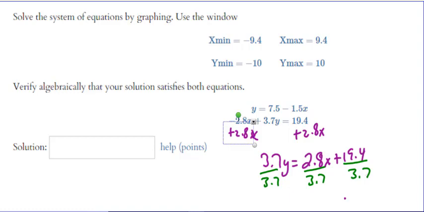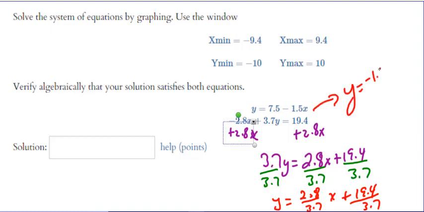Okay. Now the really cool thing about this is I go y equals 2.8 over 3.7x plus 19.4 over 3.7. I can keep those fractions. Okay. And then our first one is just going to be y equals negative 1.5x plus 7.5. Okay, so what we're going to do is this.